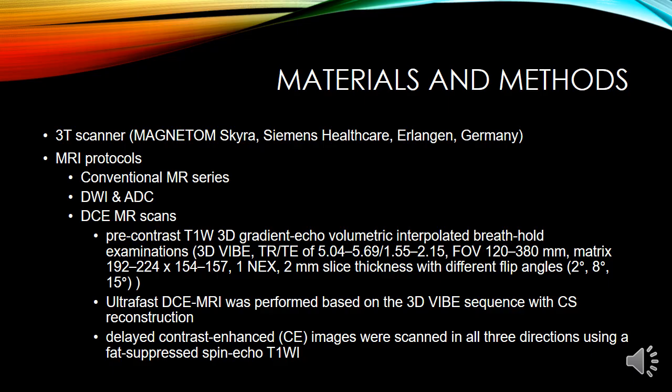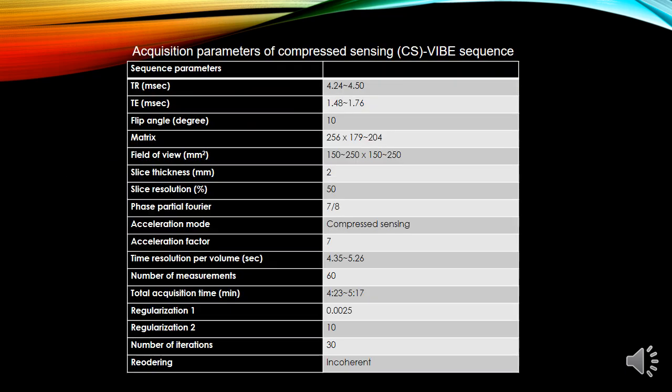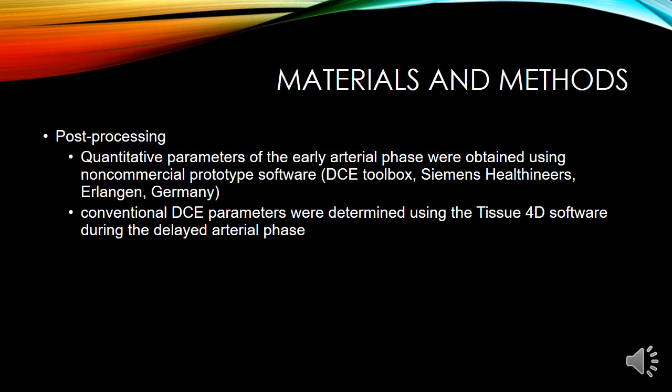Ultrafast DCE-MRI was performed based on the 3D VIBE sequences with CS reconstruction. Delayed contrast-enhanced images were scanned in all 3 directions using a fast-suppressed spin echo T1 weighted imaging. This table shows the acquisition parameters of CS VIBE sequence. As you can see, total acquisition time is about 4 to 5 minutes, and it is about 2 times faster than previous DCE-MRI. In post-processing, quantitative parameters of the early arterial phase were obtained using non-commercial prototype software, and conventional DCE parameters were determined using the Tissue 4D software during the delayed arterial phase.